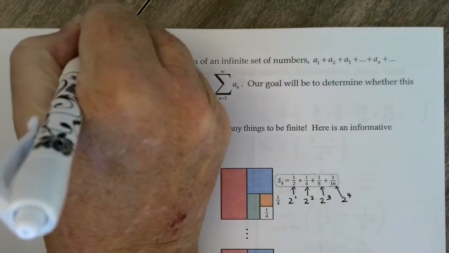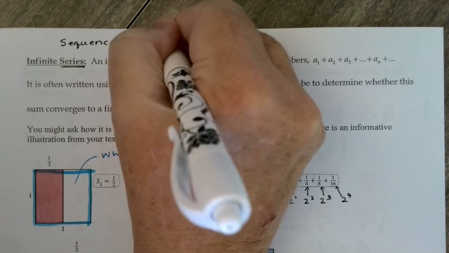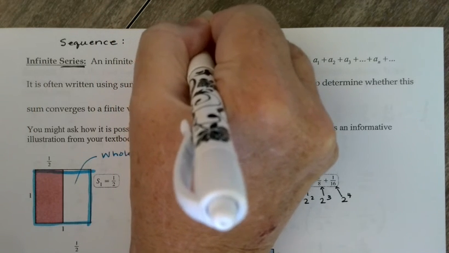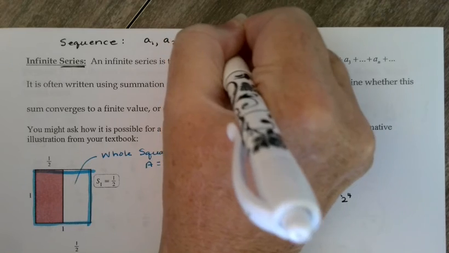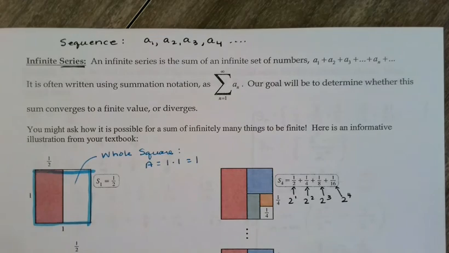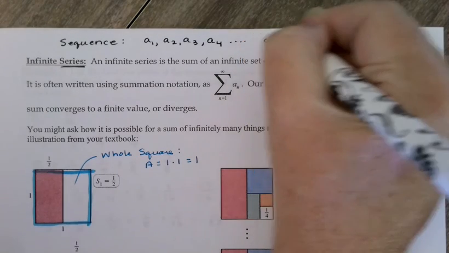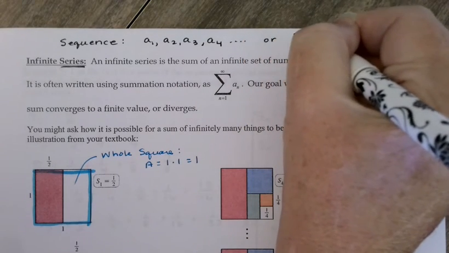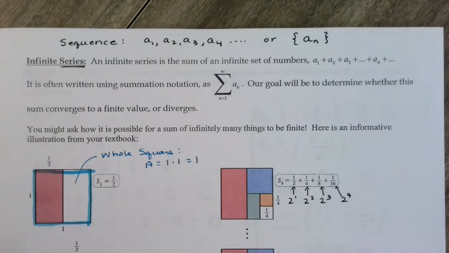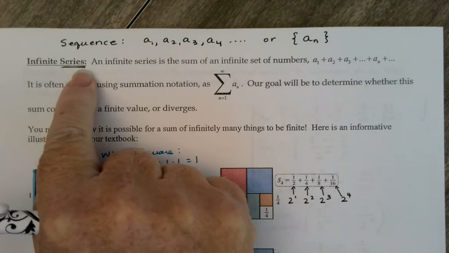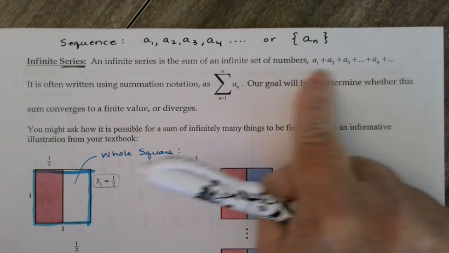The sequence is the list: a1, a2, a3, a4, etc. And we often simply say it's a set of terms, a sub n. The series is what happens when we add all those terms up.